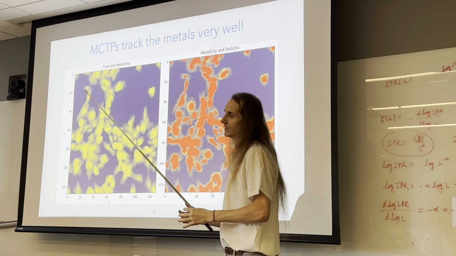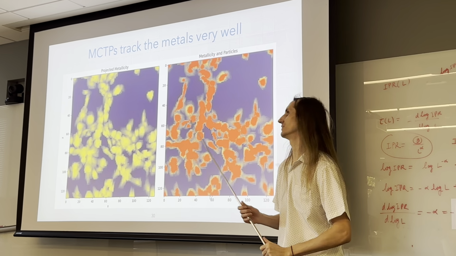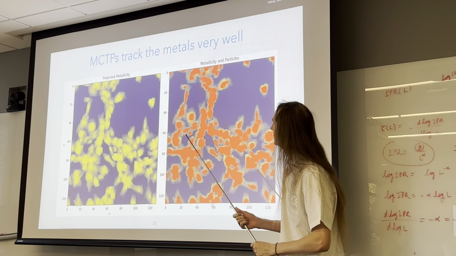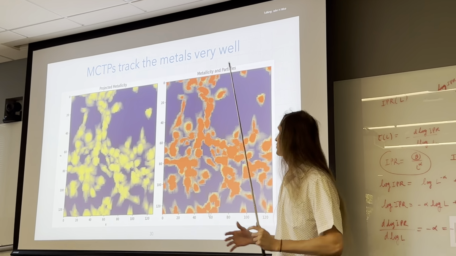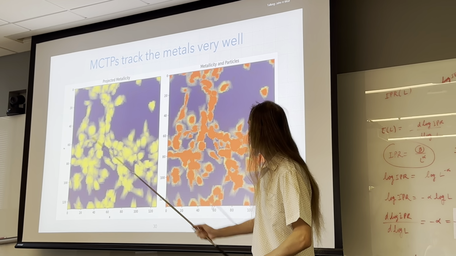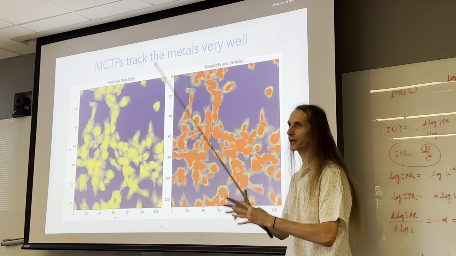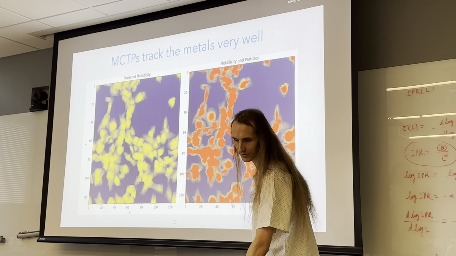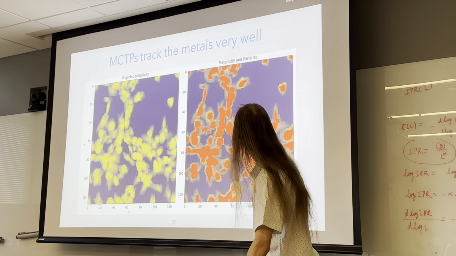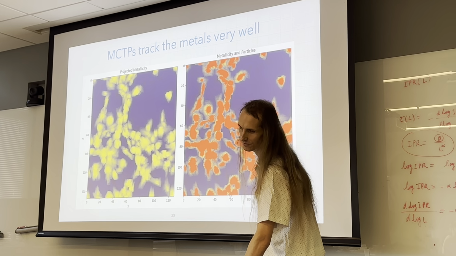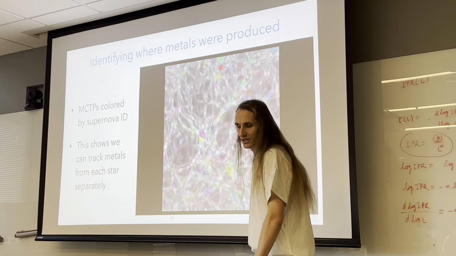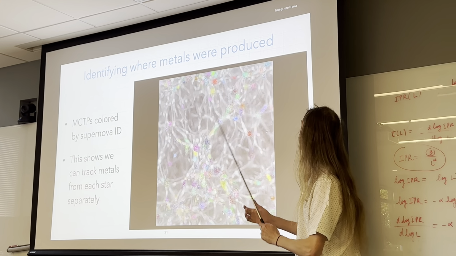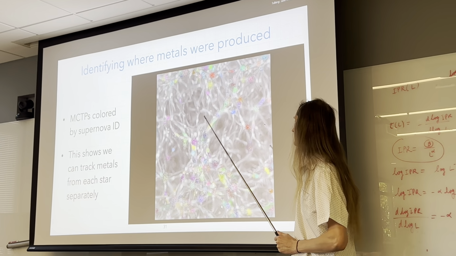There's a known thing that happens in these types of simulations at low resolution called numerical diffusion, where these fluid fields like the metallicity and the gas will spread out over time just due to the nature of how these calculations are done. So this may not be too much of a problem, but they do a pretty good job at following the metallicity.